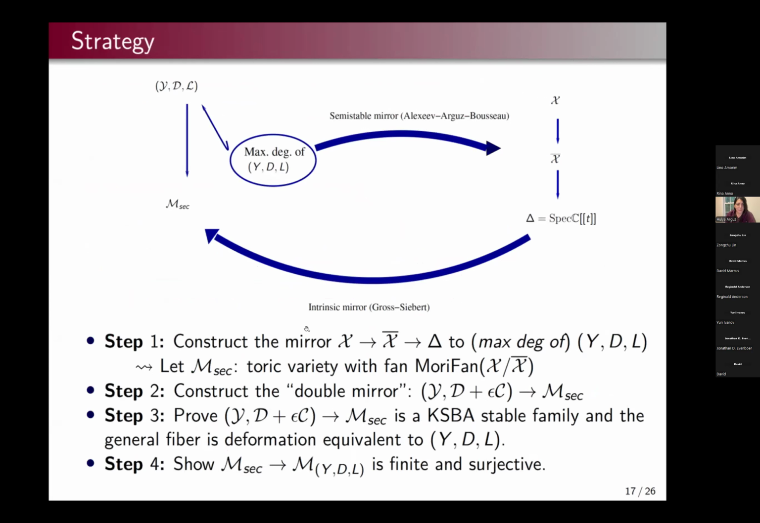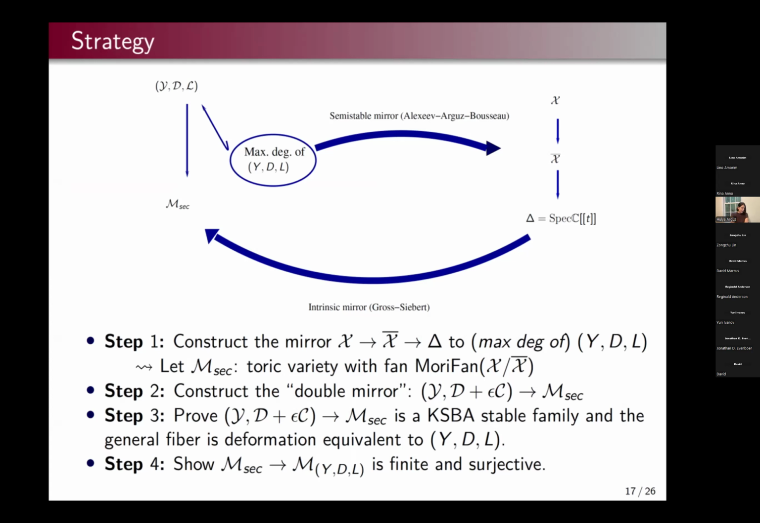Okay, so the proof goes as follows. The first step is to construct a mirror to a maximal degeneration of YDL. And the reason we needed to develop a mirror construction is because the mirror constructions available so far in the literature do not cover such maximal degenerations of log Calabi-Yau surfaces. In the framework of mirror symmetry of log Calabi-Yau surfaces, there's a work of Hacking-Keel, which constructs mirrors to only a single YDL. So it wouldn't concern maximal degenerations, or it would concern only trivial degenerations.